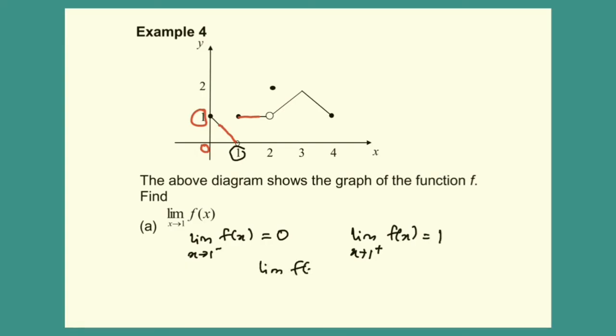Okay, now limit f(x) as x approaches 1 from left is not equal to limit f(x) as x approaches 1 from right. Therefore, limit f(x) as x approaches 1 does not exist.